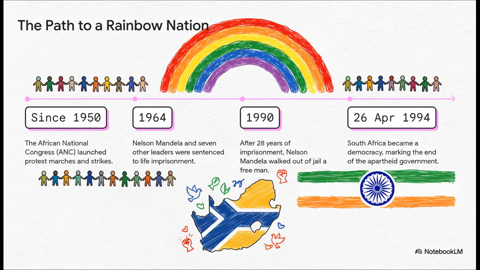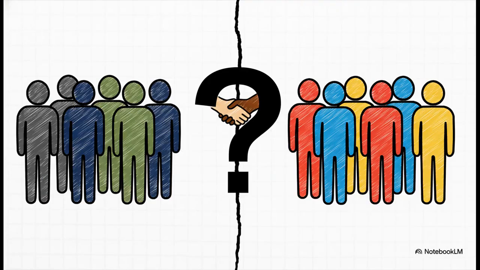The fight for freedom was very, very long. This timeline shows you it took decades of protests, led by the African National Congress, the ANC. After so much sacrifice, Nelson Mandela was finally freed in 1990. And then, on the 26th of April 1994, a new democratic South Africa was born, what they beautifully call a rainbow nation. But with this freedom came a huge, massive challenge.